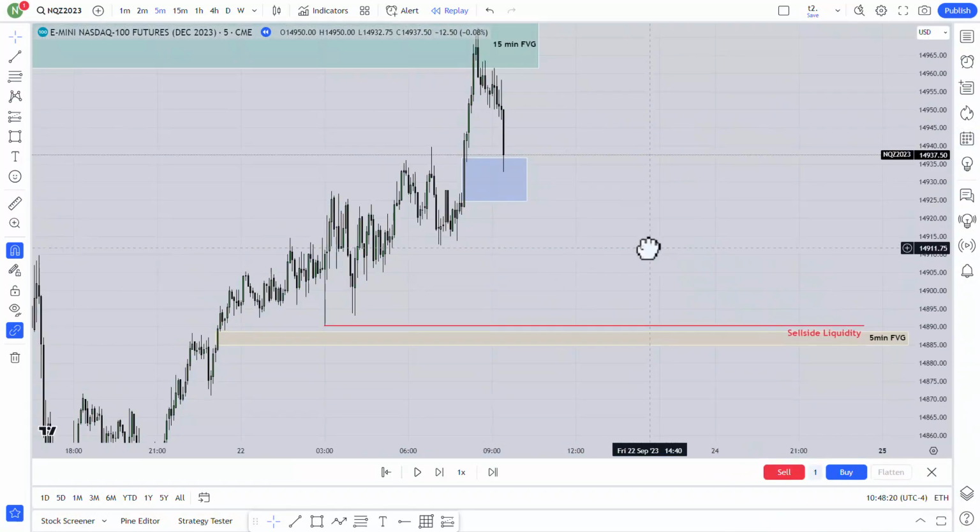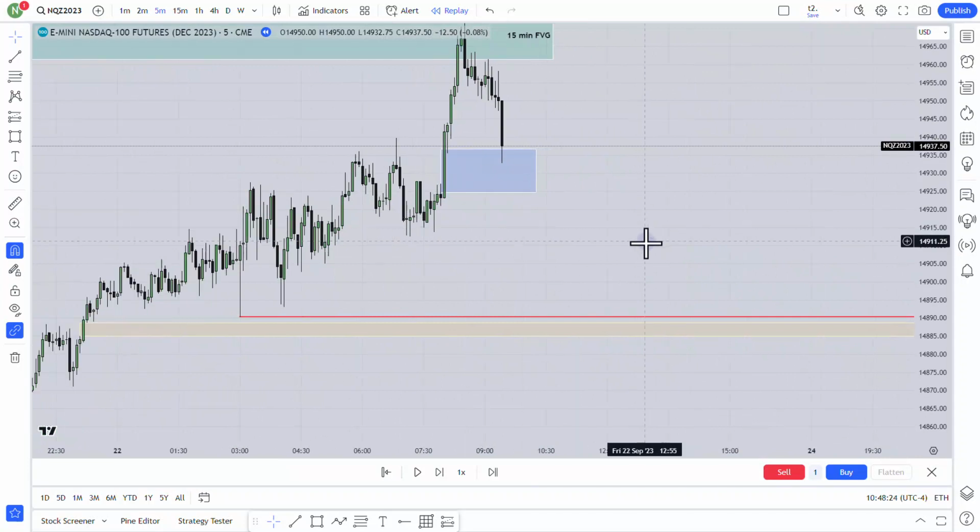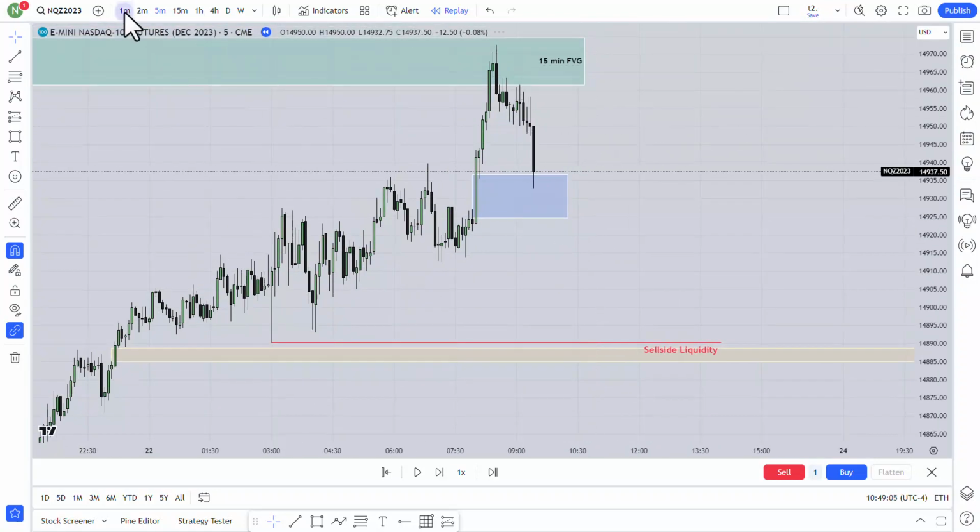You will know about high probability and low probability as well, as I've been speaking about high probability trade entry and low probability entry for the last 3 days. So you will know that. Let's go to the 1 minute chart first.